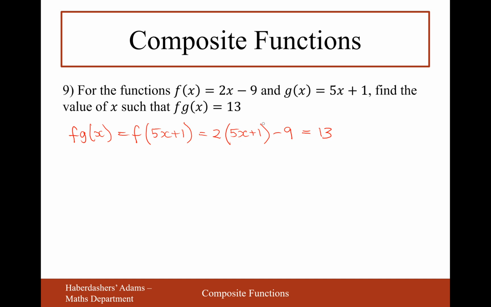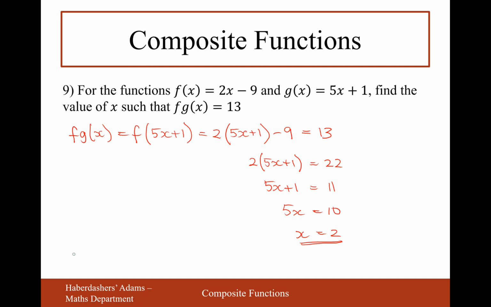Now I've got to solve this and work out what x is. Find the value of x. First thing I think I'll do is add 9 to both sides. So I'll write out this expression here, and I'll add 9 to the other side, and I'll get 22. Then I'll halve both sides to cancel out this 2 at the front, so 5x plus 1 equals 11. Then I'll take away 1 from both sides, and I'll get 10. Then I'll divide by 5, and I will get 2. There we are. 2 is the value that when I put it in as x, I'll get 13 out again.